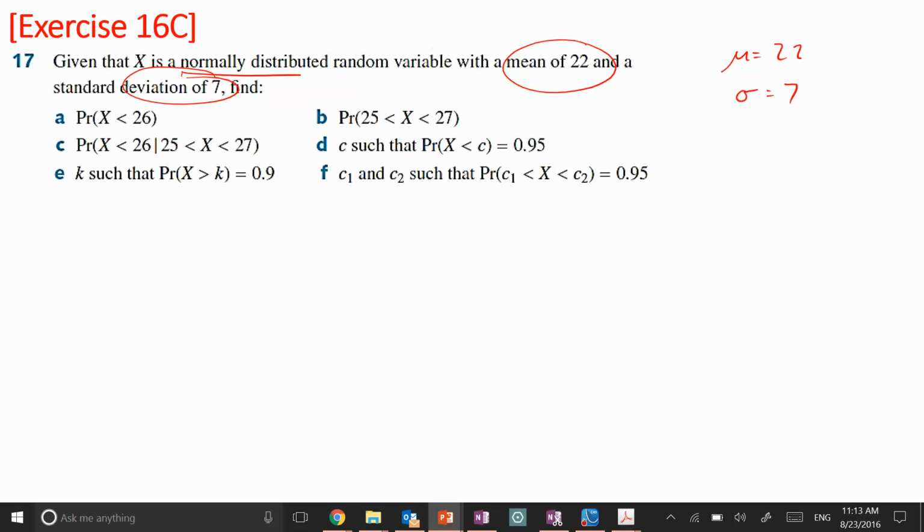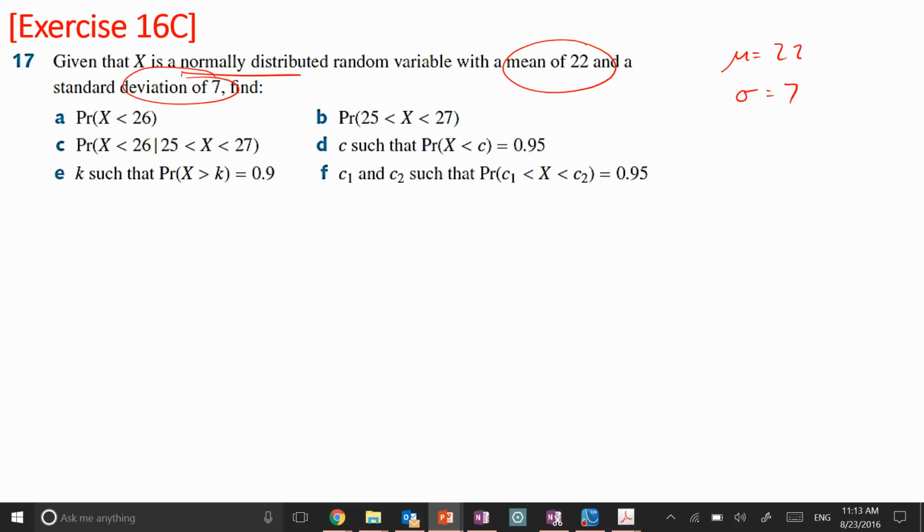For every one of these, I want you to get in the habit of drawing it. It's not a hard problem. So start drawing these. I know it's tedious, but once you get good at it, you don't have to draw it. But to start off, draw it. Draw the problem out. So the question is, you got A, find the probability of x less than 26.